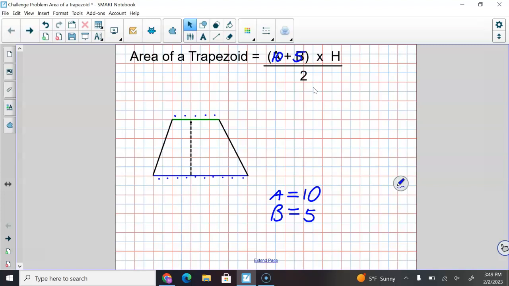Now, I want you to think literally about what it means when it says to take A and B and add them together. It means to combine them. So what I'm actually going to do with our picture is take B, that top side right here, and move it down here and combine it with A.